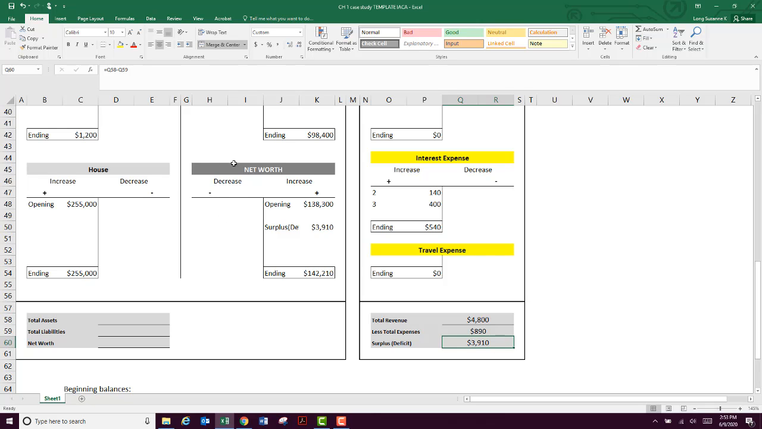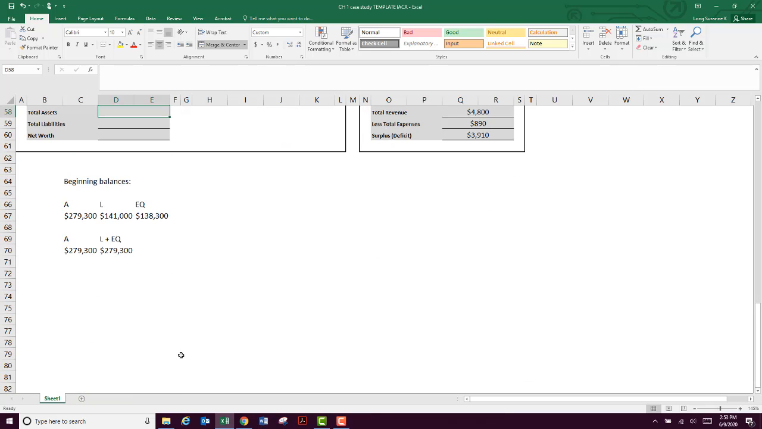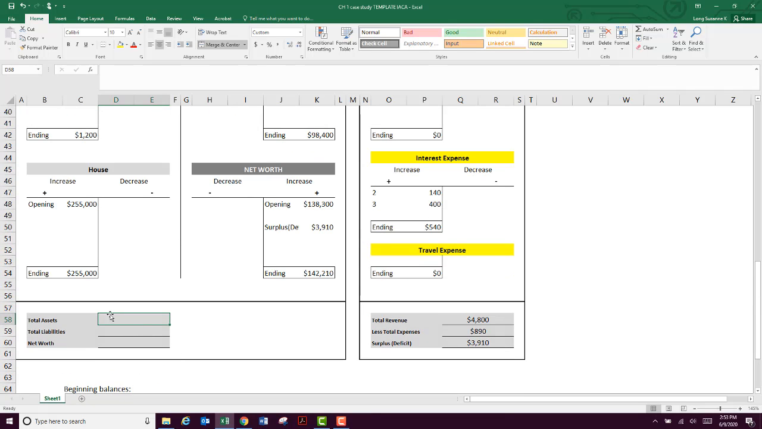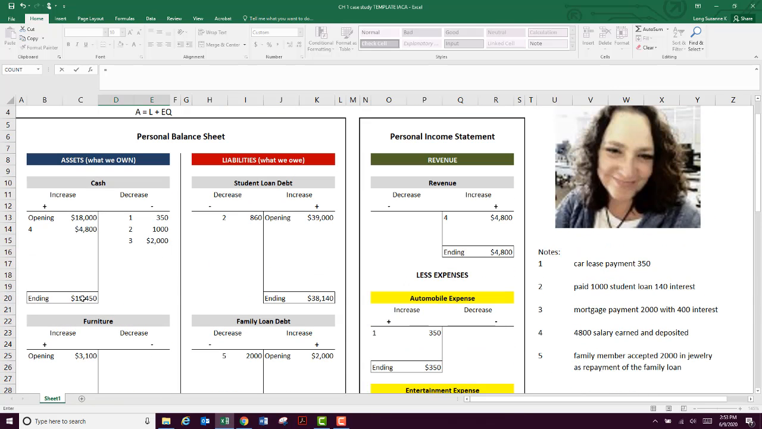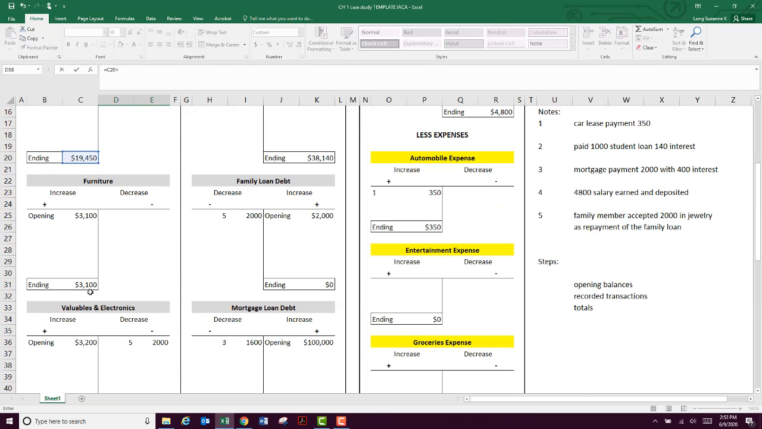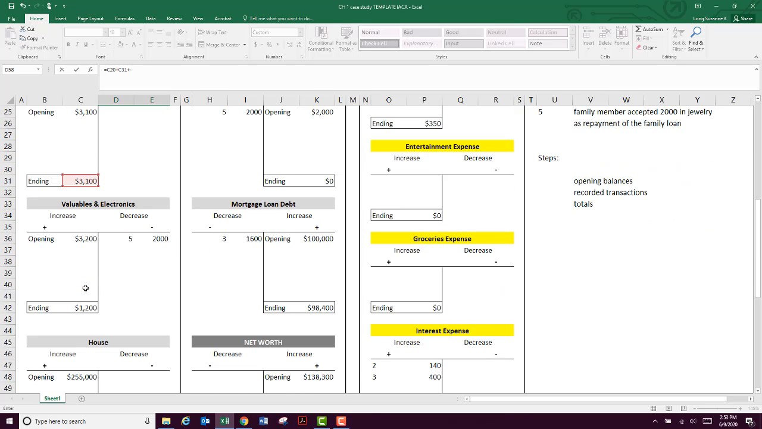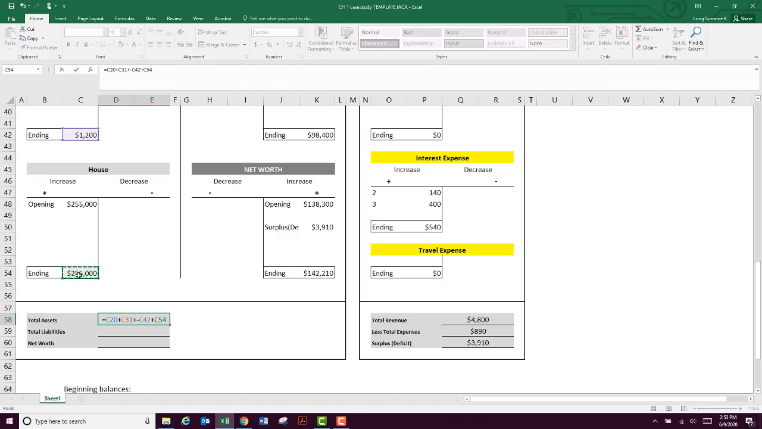Got the surplus, that's going to affect my net worth. I'm going to add that in, so net worth is increasing from 138 to 142. And this is where, like down here, we're going to kind of hold our breath and hope it all works out. Assets equals, let's add them all up. We got this one for cash, plus this one for furniture, plus this one for valuables, plus this one for house, and enter.